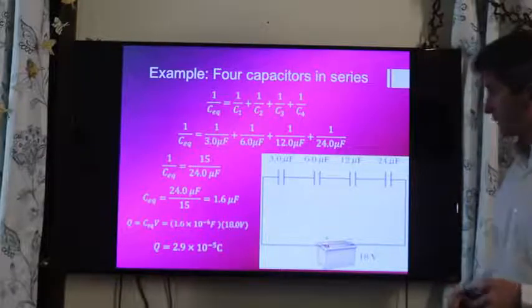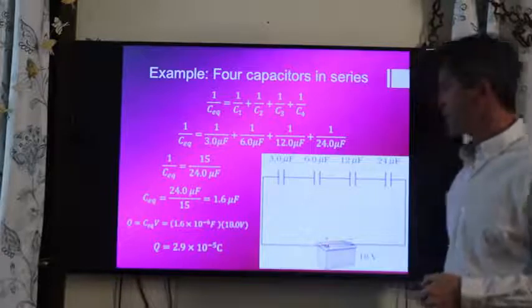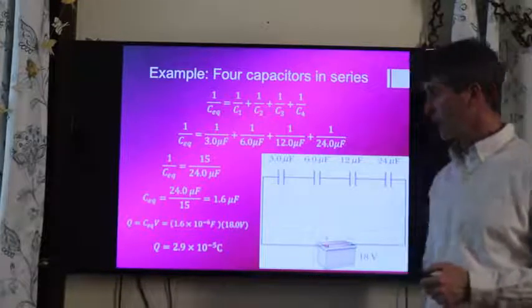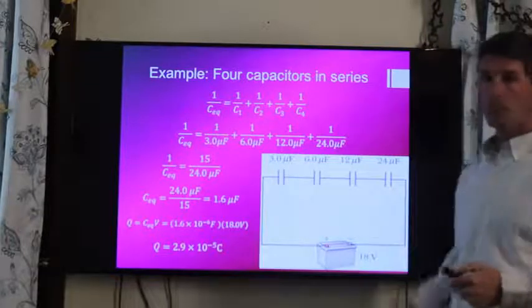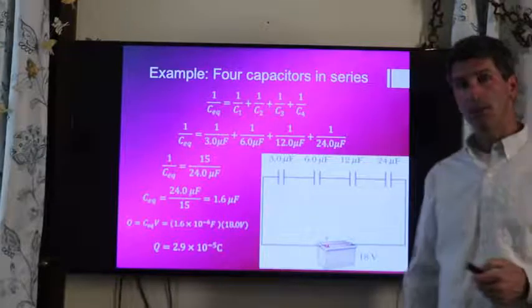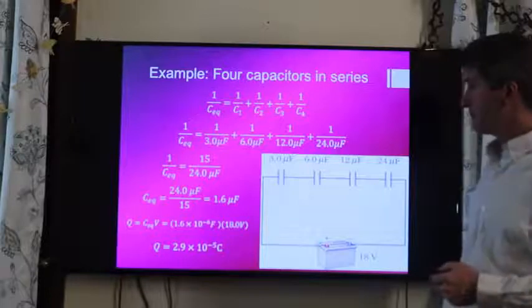Hooking up to our 18-volt battery, how much charge do we store? Well, 1.6 times 10 to the negative 6 times 18 gives me 2.9 times 10 to the minus 5 coulombs. So much less charge is stored for that case when the capacitors are placed in series than they were for parallel.